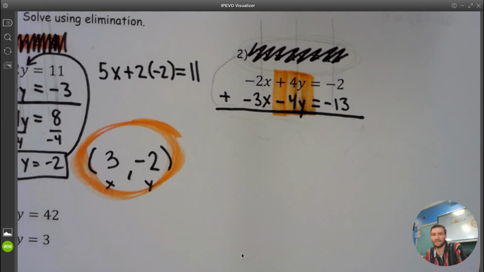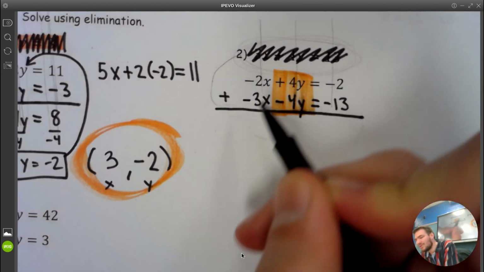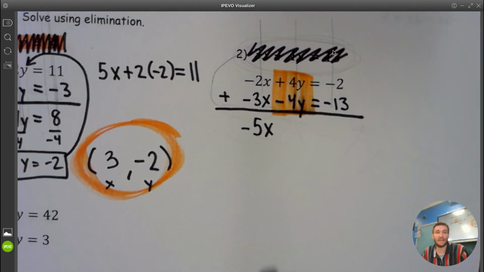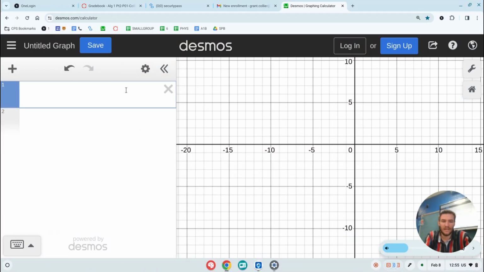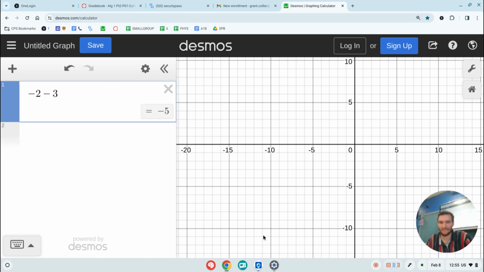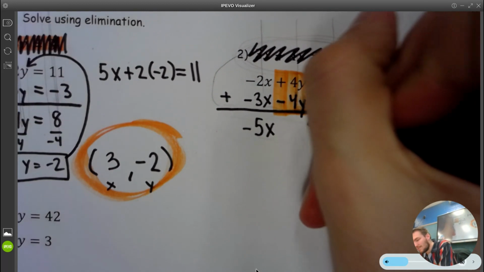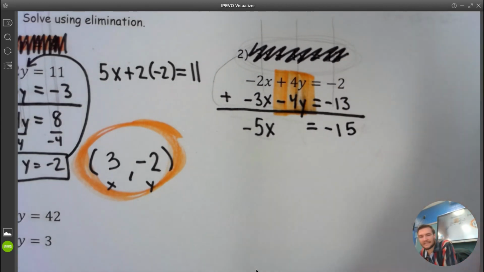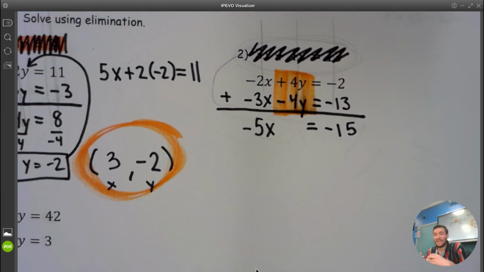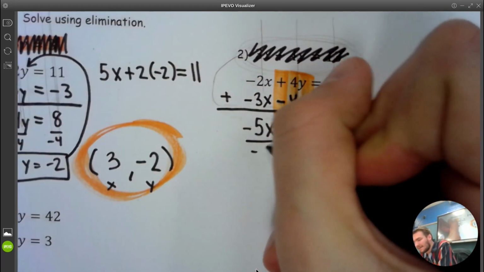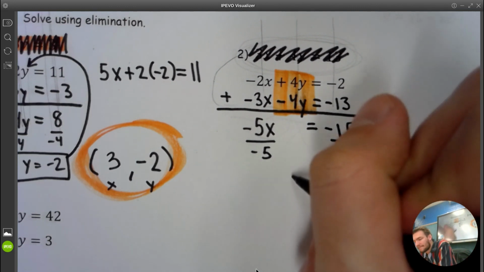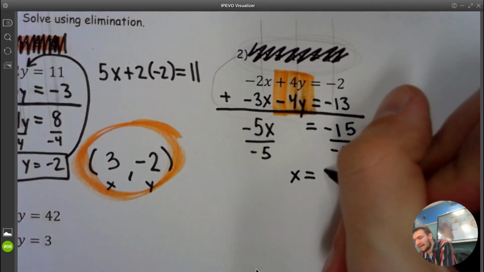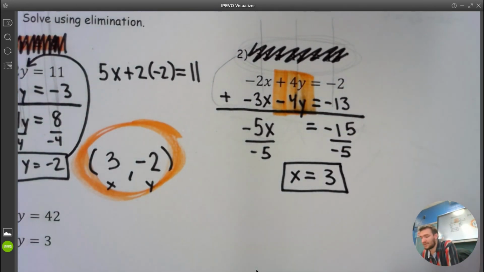4 minus 4 is 0. So we've got -2, -3. That makes -5x. If you're not sure, use a calculator. Use Desmos. -2, -3 is -5. Let's put an equal sign. What is -2, -13? -15, I heard it in class. Nice job. And then we always divide. Divide by -5, divide by -5. Our x number, 2 negatives makes a positive. 15 divided by 5 is 3. Should be positive 3.